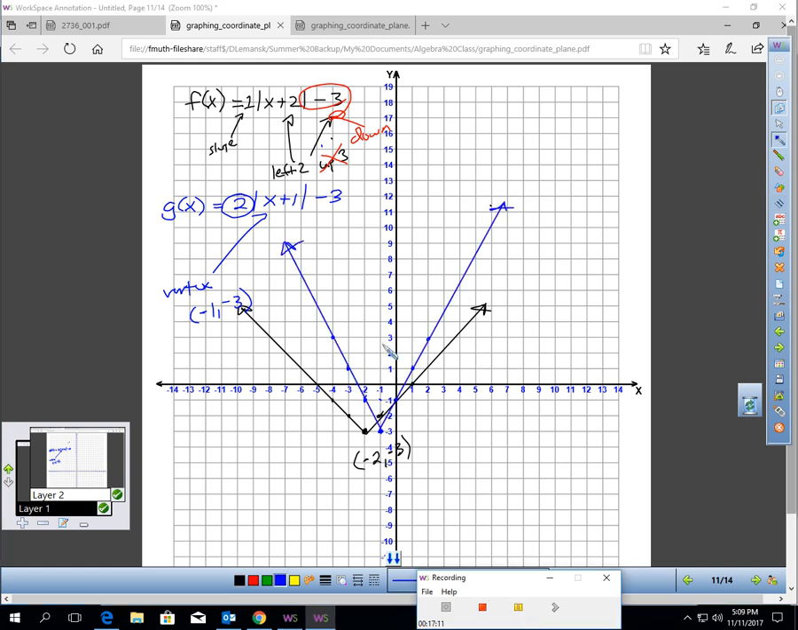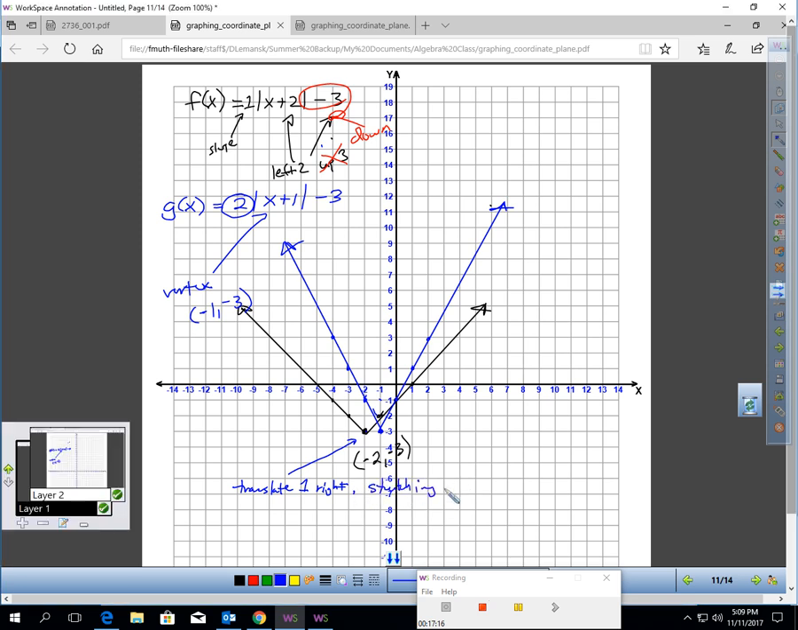Now let's describe the translation. Here's the translation. First of all, do you notice how my vertex shifted 1 right? So we translated 1 right, and then we stretched the graph. Do you notice how this graph, because we're multiplying by 2, we're stretching it. The points will be farther away from the x-axis as we stretch things. We're stretching it vertically. So we translate the graph 1 right, and we are stretching our graph.